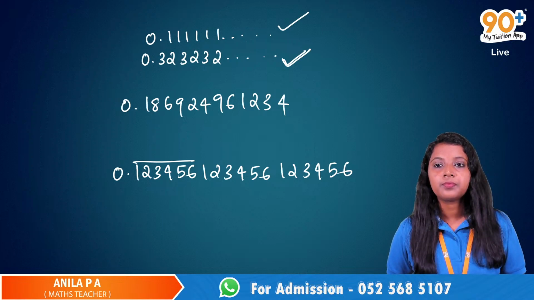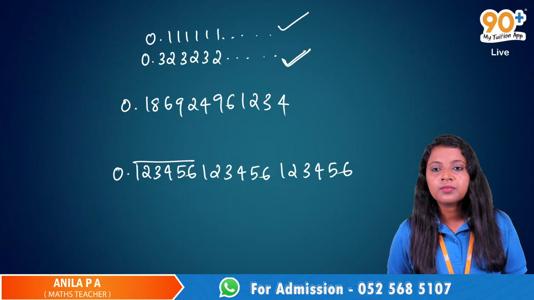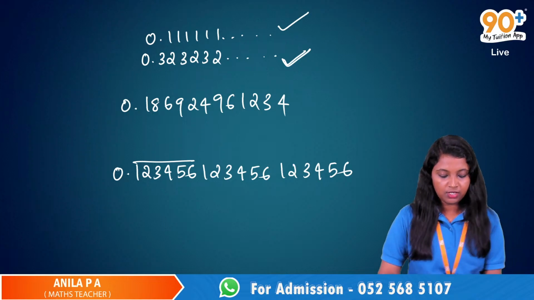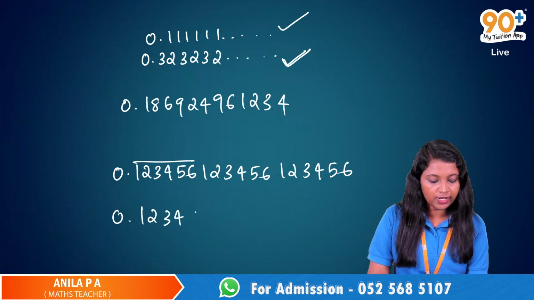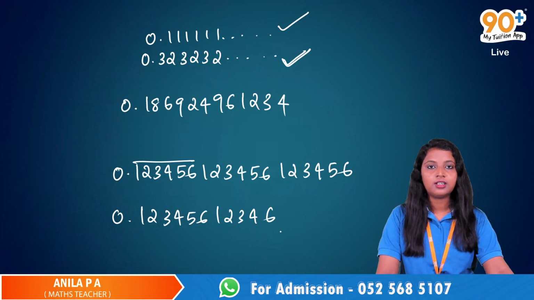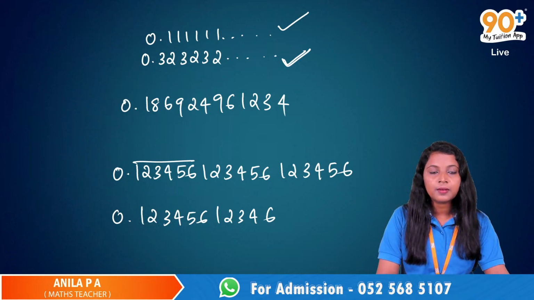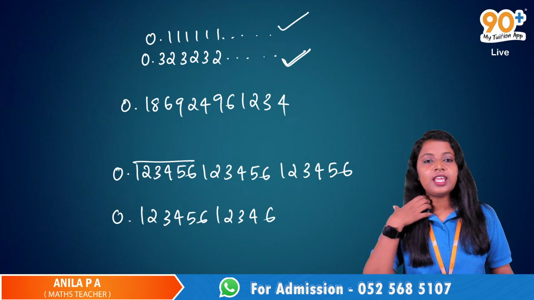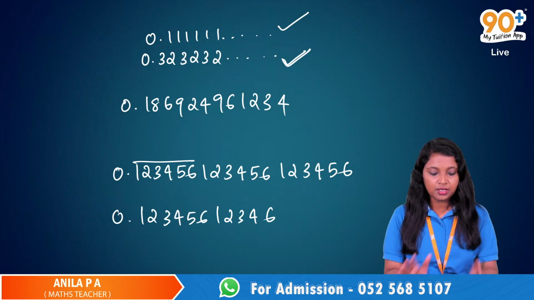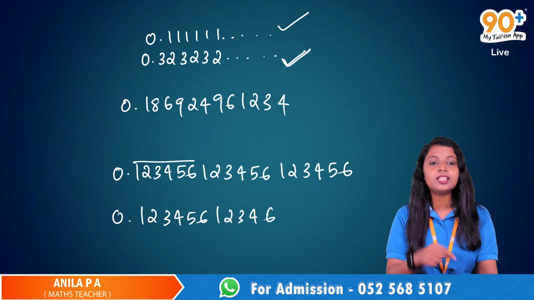Ma'am, in the example you just showed, 1, 2, 3, 4, 5, 6, I had this doubt: what if 1, 2, 3, 4, 5, 6 and then 1, 2, 3, 4 and then 6? Won't it get confusing? 0.12345 then 1, 2, 3, 4, 6. Yeah, 5 is missing. No, it is not repeating. See, if the same block of digits is repeating, that is recurring. But here, if a single digit is missing, that is non-recurring.